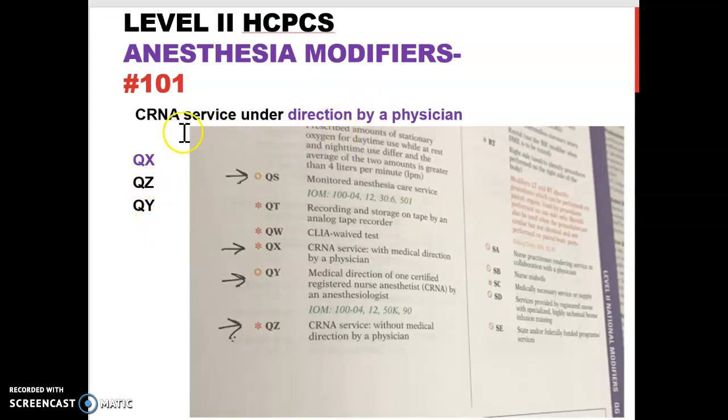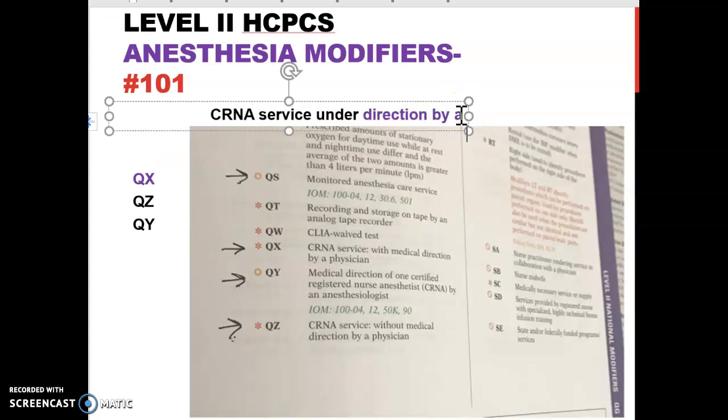So the question here is: CRNA service under direction by a physician. Okay, so this is one CRNA under direction by one doctor, and the code should be QX, because it says CRNA service with medical direction by a physician, which matches correctly. But if there's anything different, you can see that you have different modifiers giving you a different description, because the CRNA works under the physician or the anesthesiologist.